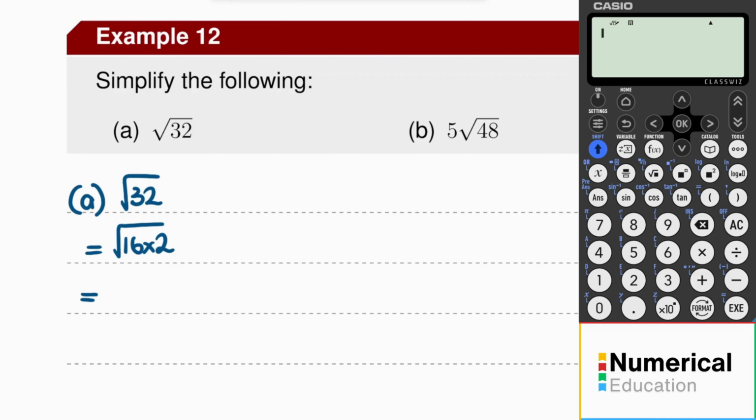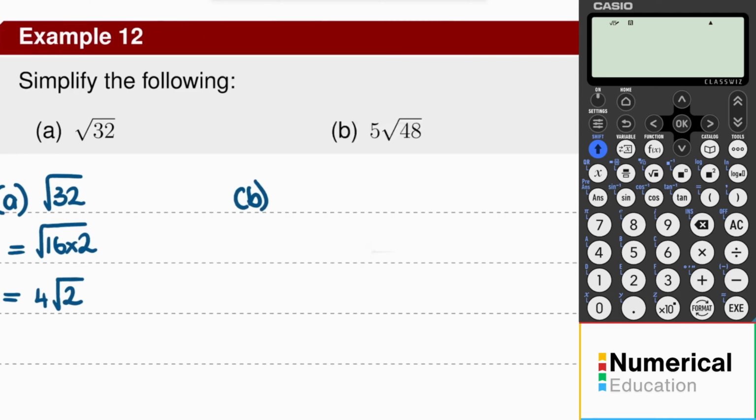So the square root of 16 is 4, which means we will have 4 sitting outside the square root. The 2 would remain inside the square root because we can't simplify root 2. So we just have to write that root 2 exactly as it is. So root 32 simplifies to 4 root 2. And really the skill is to think of two numbers that will multiply to give you 32, first one being a square number. Let's go ahead and move on to part B.